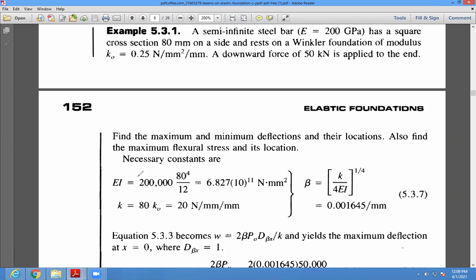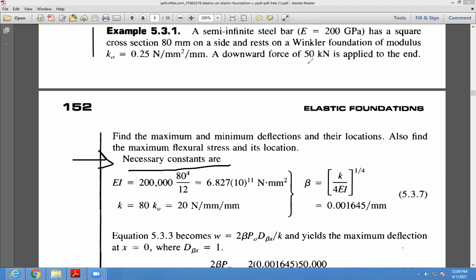Solution, necessary constants are: find out EI. E is 200 into 10 raised to 3, that is GPa, so 2 into 10 raised to 5, into, it is a square, so whatever the square side is, that is 10 raised to 4, BD cube. B and D are same, so D fourth by 12. So check whether it is correct.